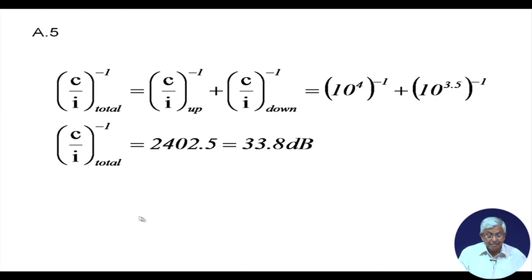Let us see. It is the same as C by N naught of uplink and downlink, the same thing in carrier to interference alone. So, the total carrier to interference inverse is equal to the carrier to interference uplink inverse plus the carrier to interference downlink inverse. These are all in ratios. So, you calculate with ratios, and you get the total C by I as 2402.5. When you convert, it becomes 33.8 dB. The correct choice is B.